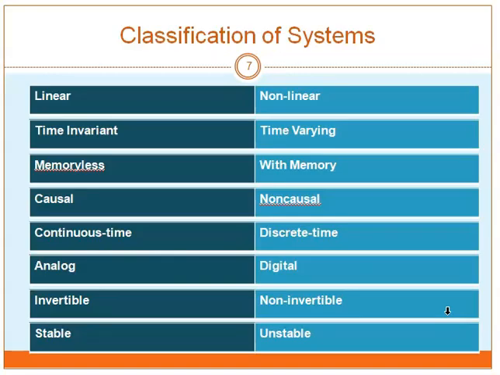Just like signals, you can also classify your systems. You can classify them in terms of linear versus nonlinear, time invariant versus time varying, memoryless versus with memory, causal versus non-causal, continuous versus discrete, analog versus digital, invertible versus non-invertible, and stable versus unstable.